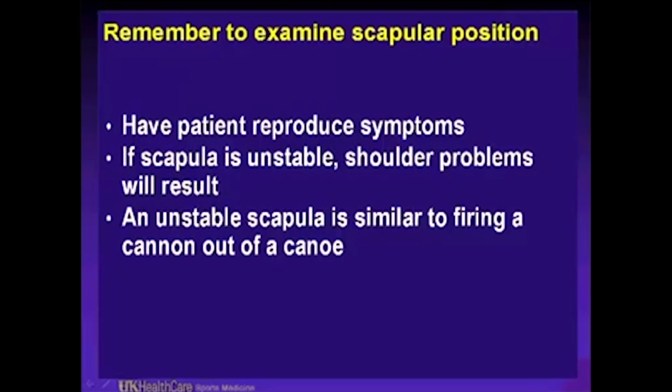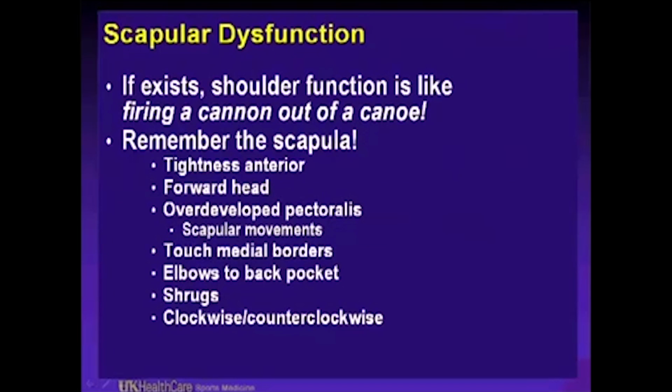It has been said that an unstable scapula is similar to firing a cannon out of a canoe. It's not going to be very effective, and if you're a thrower or a tennis athlete with abnormal scapular mechanics, your shoulder will end up having problems such as a labral tear, rotator cuff tear, or instability. So remember the scapula.